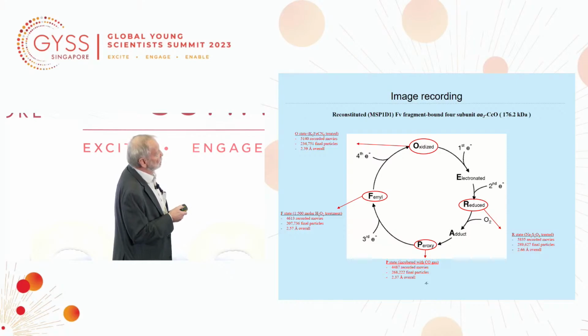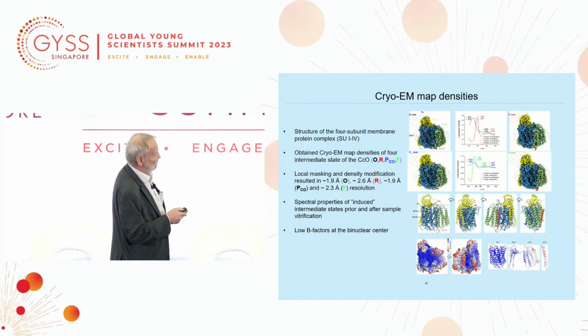Then we do the reduced state by chemical reduction, which is supposed to bind the oxygen. And then you get a P state. The P state you can get when you use carbon monoxide together with oxygen. And if you add an excess of hydrogen peroxide, you get the so-called F state. And we went on to analyze the structures of these cycle intermediates.